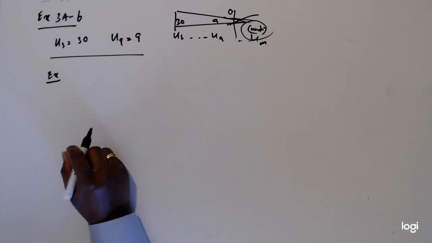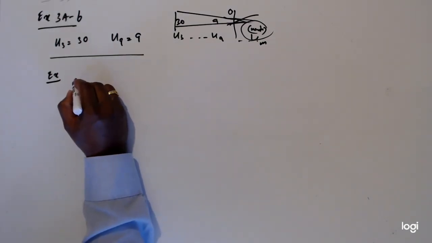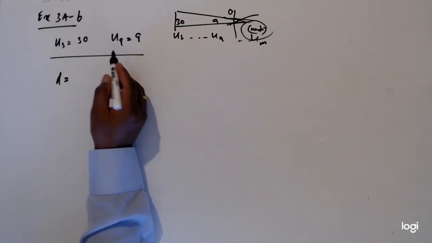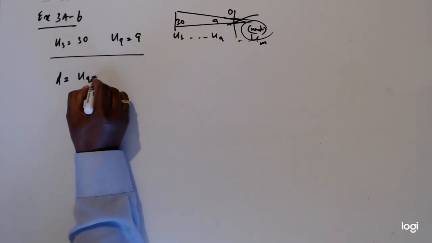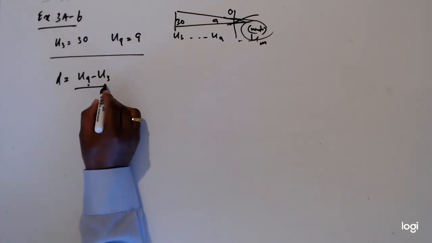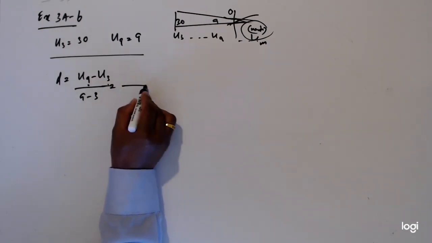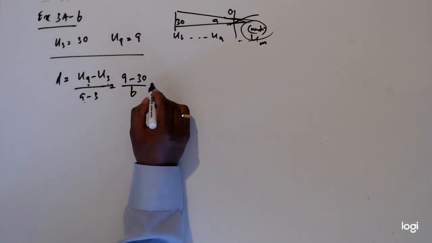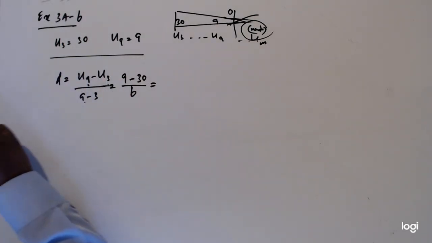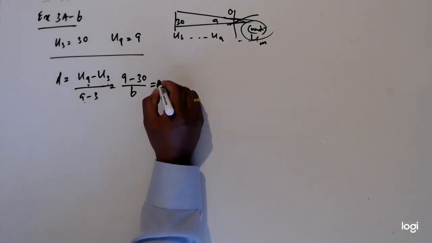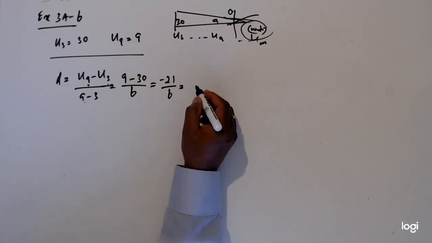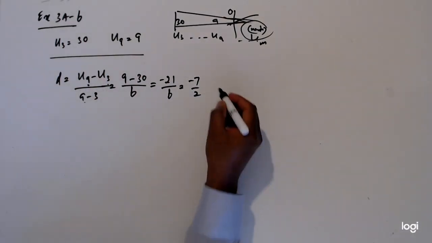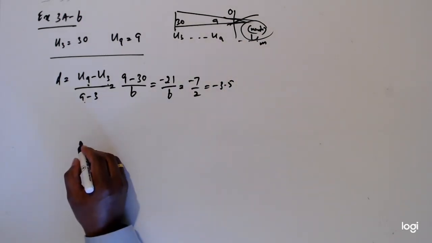Now I know this is an arithmetic sequence. I can find D. U9 minus U3, divided by 9 minus 3. So 9 minus 3 is 6. U9 is 9, and U3 is 30. So 9 minus 30 is minus 21, and minus 21 over 6 is like minus 7 over 2. That is minus 3.5.